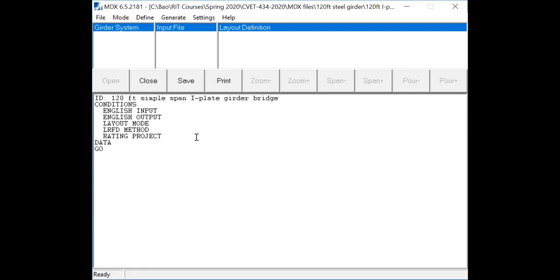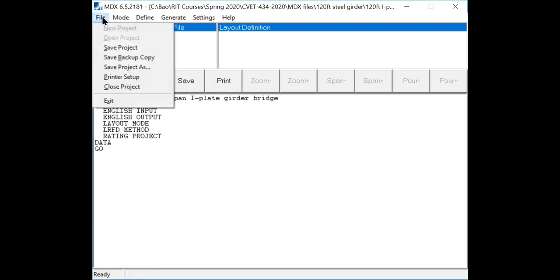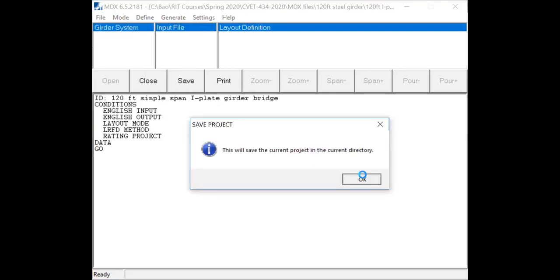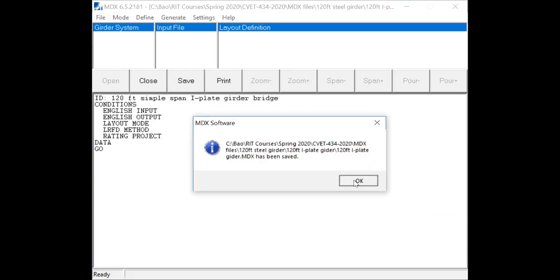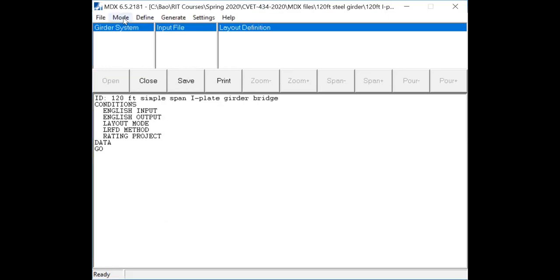Okay, so after that, generate the file, and I save the project. And then we go to the next tab. It's called mode. And now you find the layout mode is active. Make sure this layout mode is active and go to define.